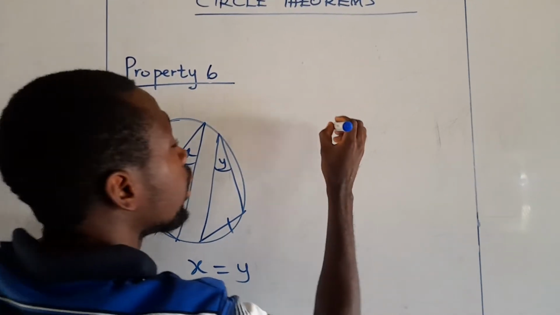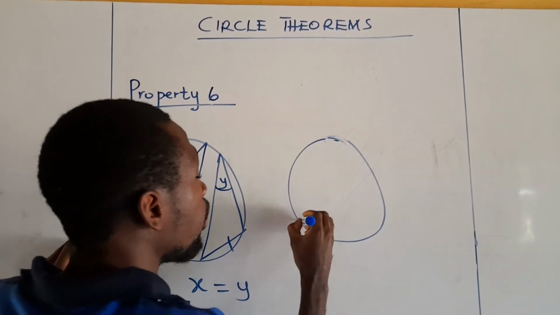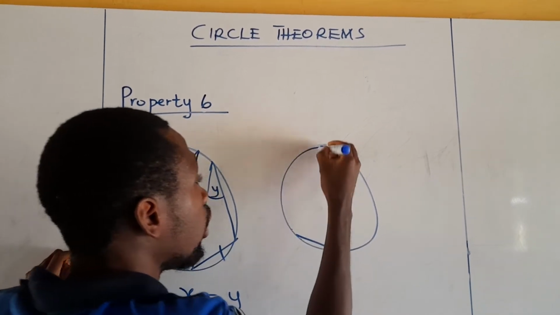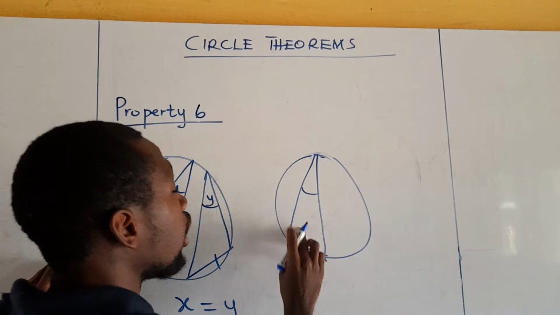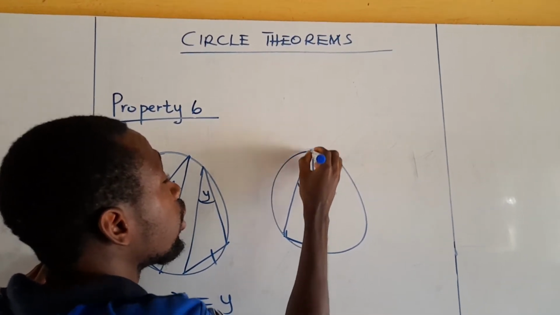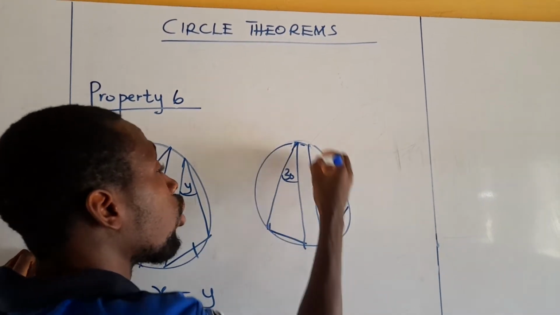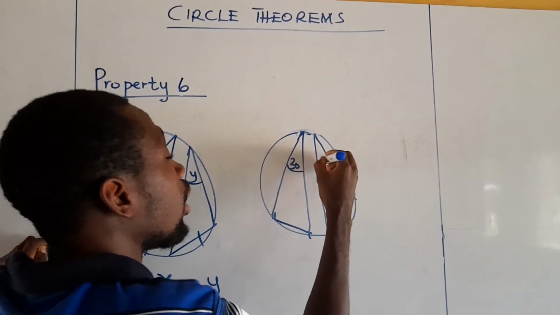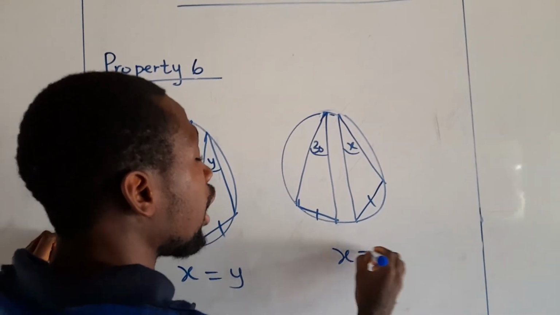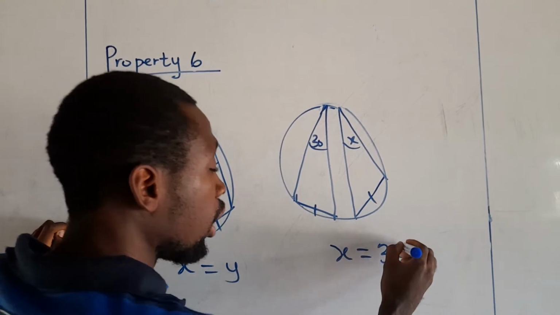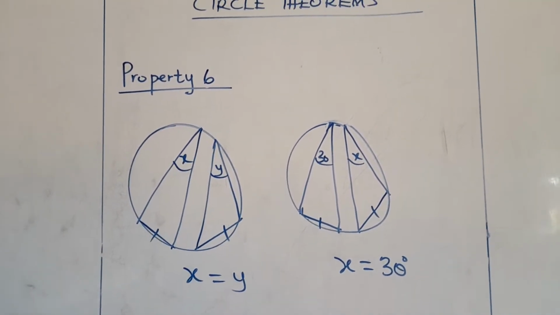So for instance, if we have a circle and maybe we have a chord, this, and that chord sustains an angle, let's say the angle is 30 degrees. Then another chord sustains an angle at the circumference, and that angle is X, and the chords are said to be equal, then the value of X is 30 degrees. I hope you get that. The next property is the 7th one.